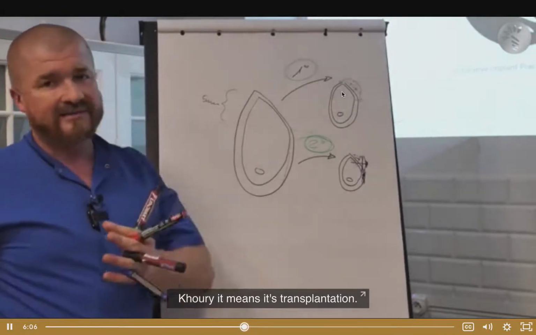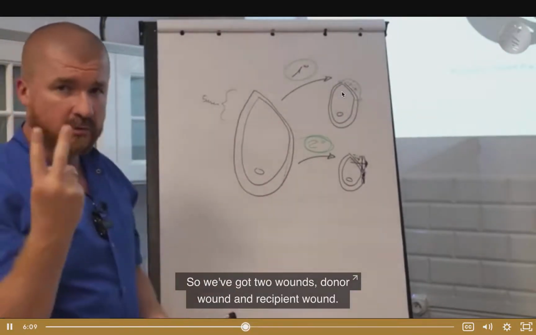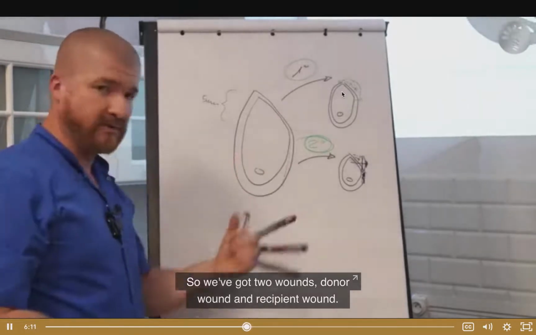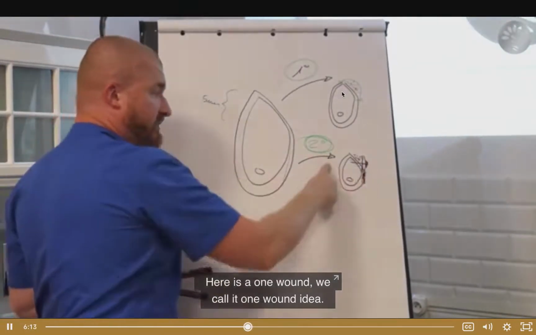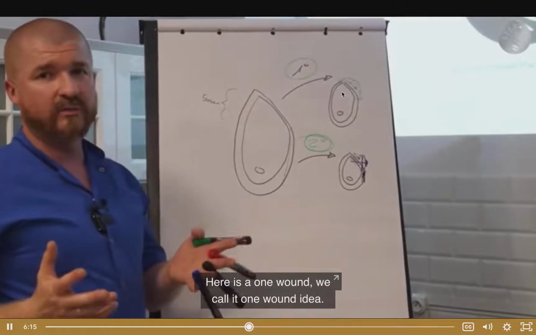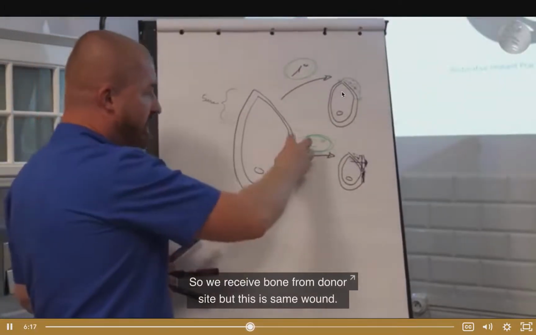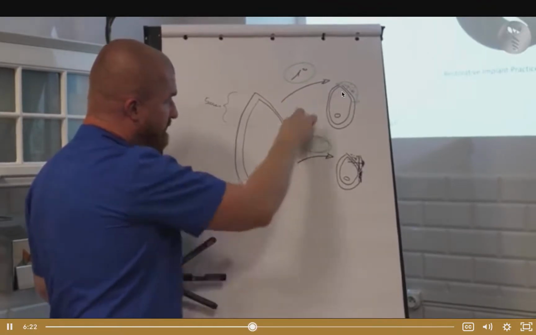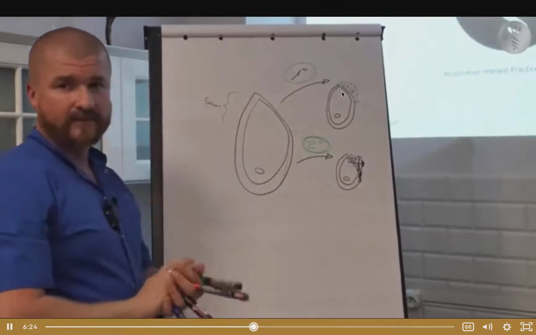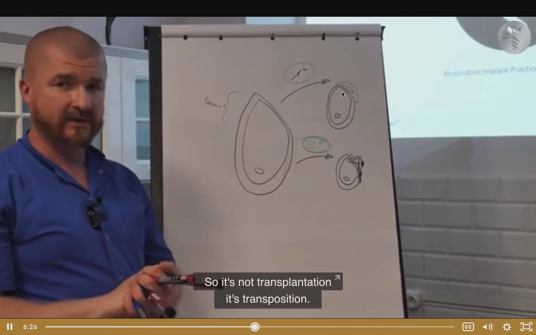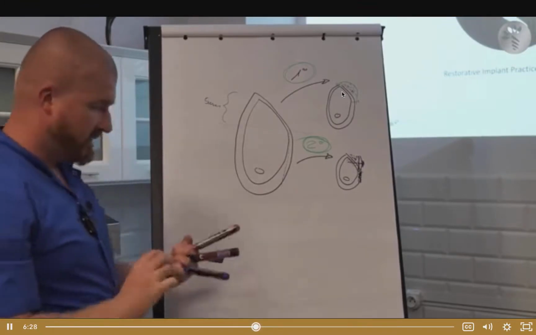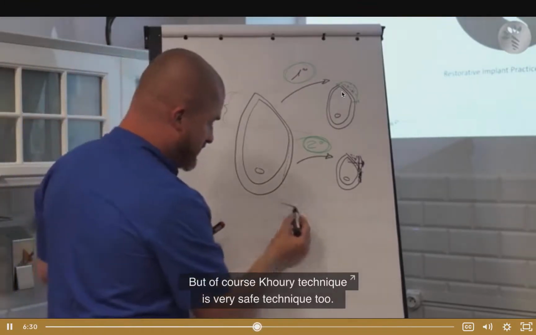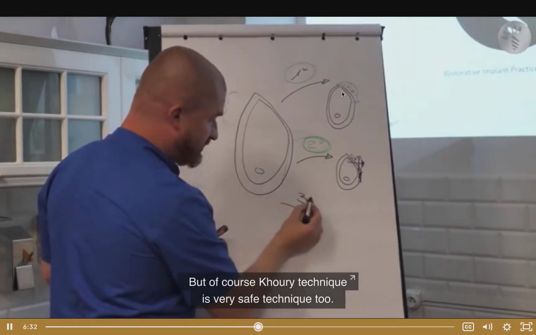Khoury means transplantation. So we've got two wounds, donor wound and recipient wound. Here is one wound. We call it the one wound idea. So we receive bone from the donor side, but this is the same wound. So it's not transplantation, it's transposition. But of course, the Khoury technique is a very safe technique too.